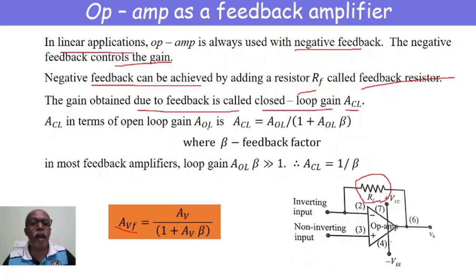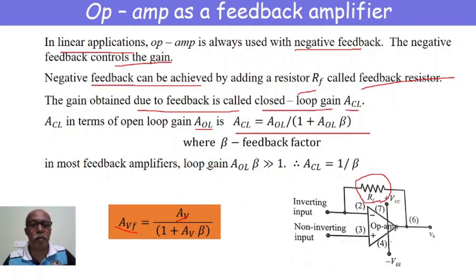ACL in terms of AOL. AOL represents open loop gain. Open loop gain is nothing but AV. AV is open loop gain, AVF is closed loop gain. Therefore, this expression is rewritten here. Instead of AVF, we have written ACL. Instead of AV, we have written AOL. That is the only difference.